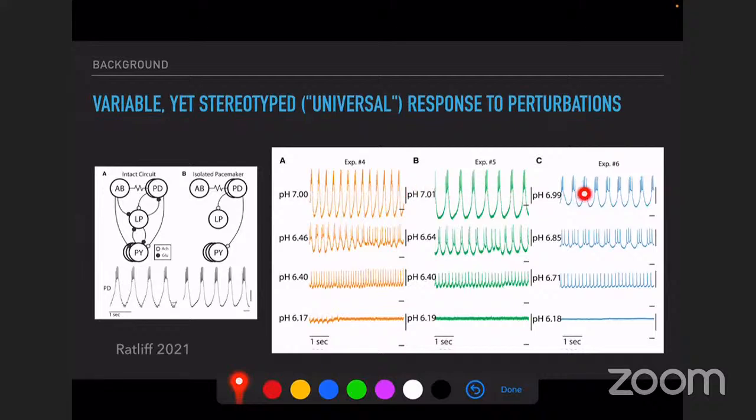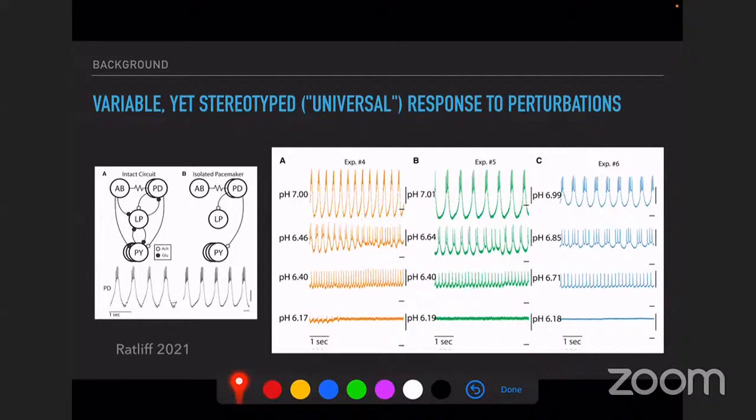For instance, these strong, beautiful nominal bursts start to become shallower as you increase the acidity of the saline solution. But the transition from the nominal burst to the shallower burst happens at a different pH concentration, depending on the animal in which you do the experiment. So this is animal one, animal two, animal three. They all pass from strong burst to weaker burst, but at very different pH concentrations. And the same happens for the transition from weak burst to tonic spiking and for the transition from tonic spiking to silent. So the other observation we can make is that despite this quantitative variability, all instances of the circuit undergo the same qualitative transition in terms of behavioral steps as you increase the strength of a perturbation, okay?